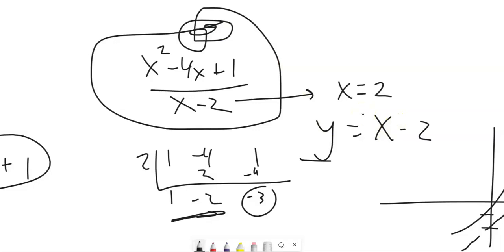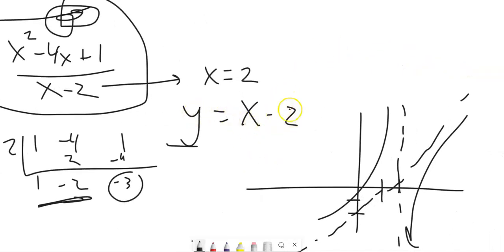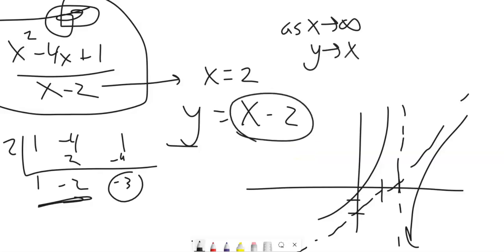All right, that was a pretty quick lecture. One thing I do want to add to this about this slant asymptote, we could say as x approaches infinity, y approaches that, x minus 2.